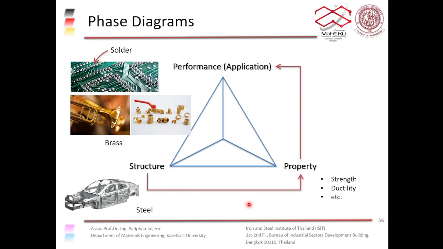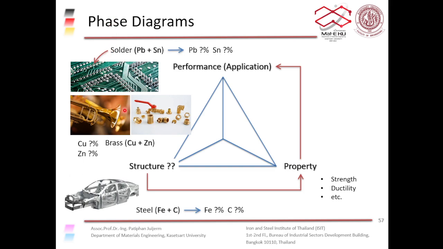The structure of steel would be a bit different from the structure of brass or solder metal, right? And the property would be different as well, right? The strength, ductility, etc. So the performance would be different. So that's why you don't use steel as a solder material for electronic components, etc.